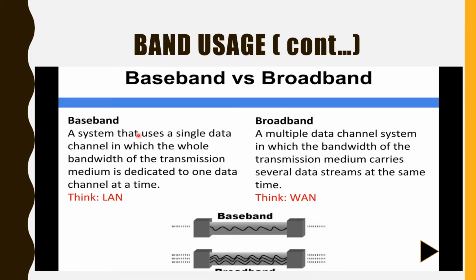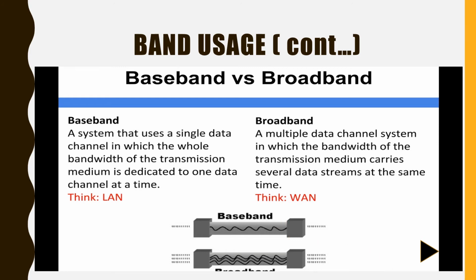Baseband is a system with a single data channel in which the whole bandwidth of the transmission media is dedicated to one data channel at a time. And as I already told, in broadband multiple data channels are shared. So the baseband example is LAN and the broadband example is WAN.